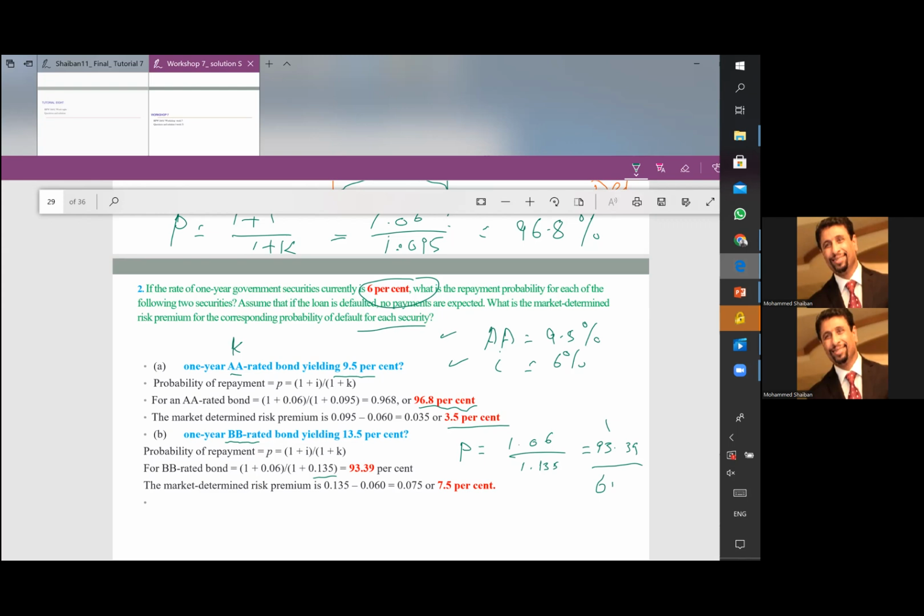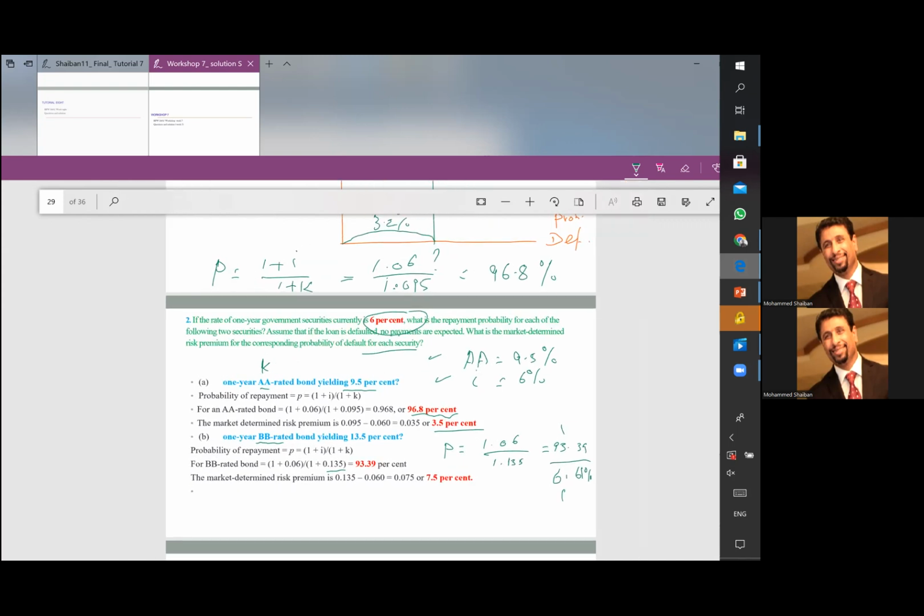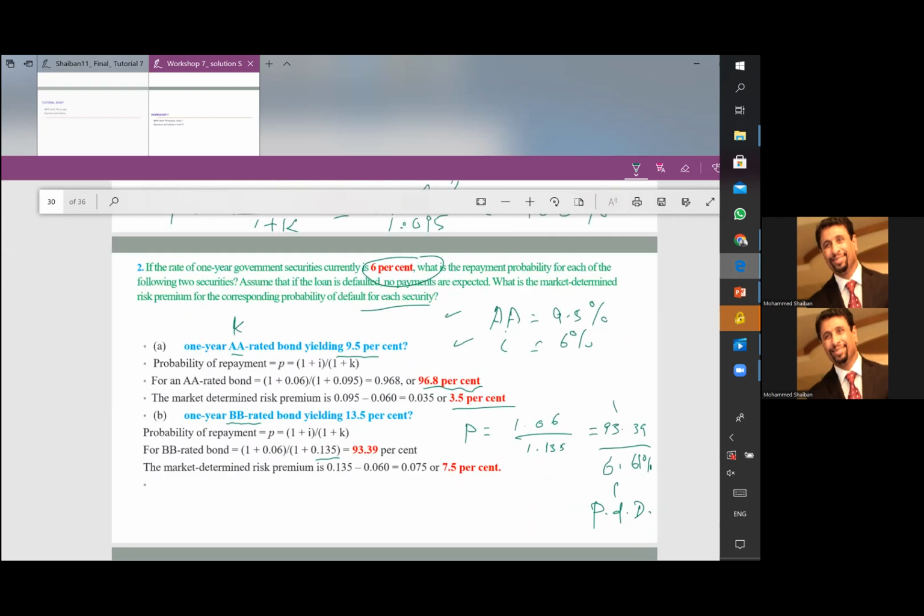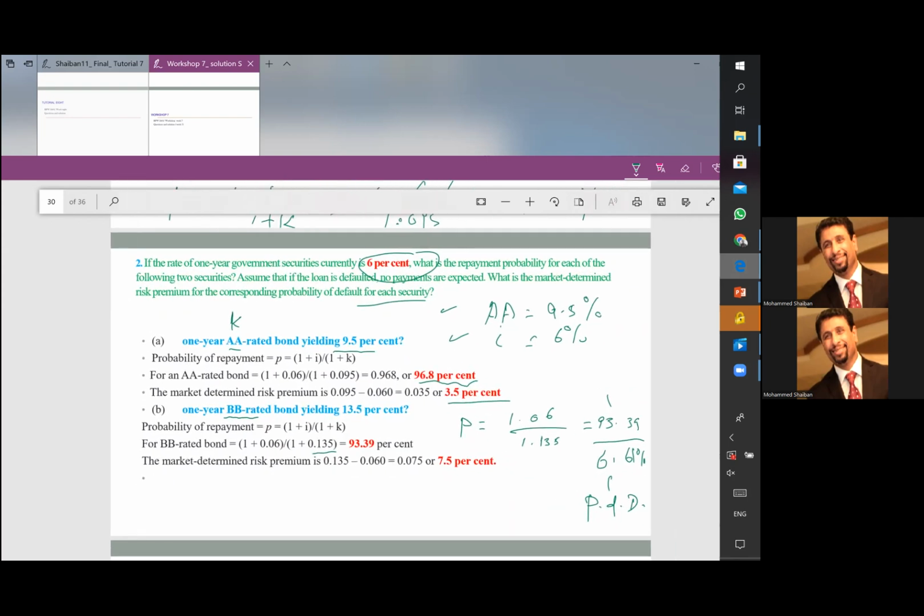Six, 61%. This is actually the probability of defaulting. Now, if you want to know what the rate is, this is the probability of payments, which means if you want to decrease it, they are taking 7.5 for a default payment of 6.61. With that probability of default, they are taking a premium of 7.5%.